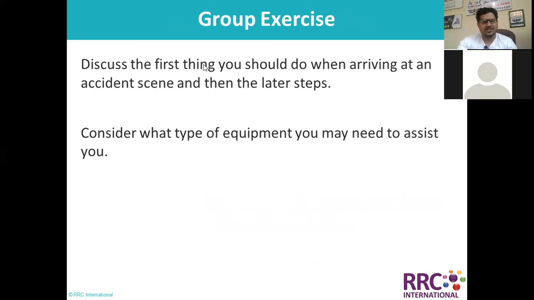Now we have group discussion. Discuss the first thing you should do when arriving at any accident scene, and then the later steps. So let's open this question in the chat box. Discuss the first thing you should do when arriving at accident scene and then the later steps.